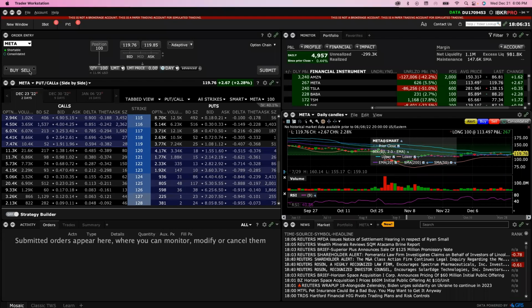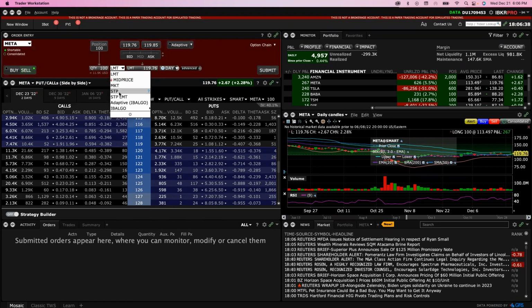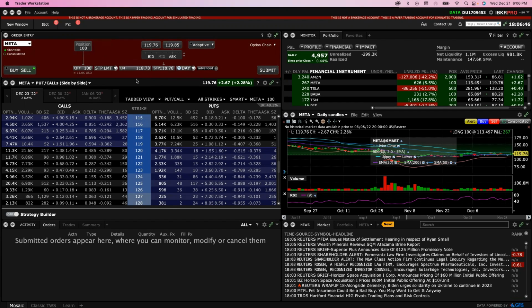So we want to go sell over here in the order entry. We want to go quantity position of 100. We want to pick from the order price, stop limit. And this is going to change things here. Instead of one kind of price input, it's going to give us two. We're going to have two things to input in the stop limit. And this is the most important part of a stop limit order right here.